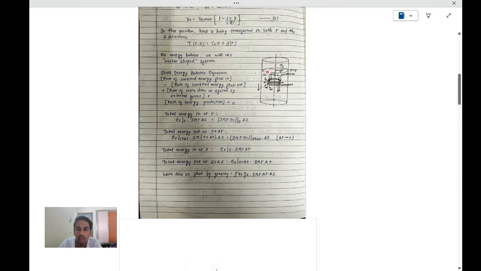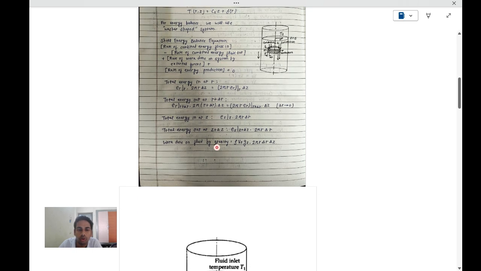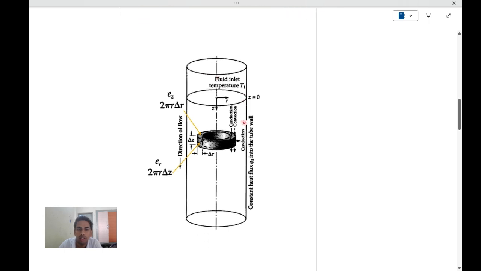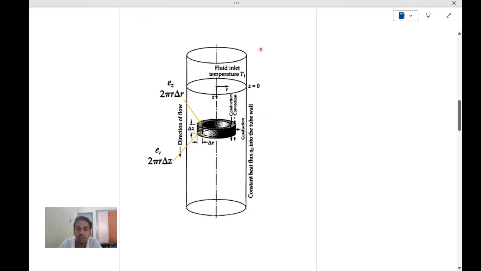Now here, as this is a steady state system and there is no rate of energy generation, therefore we take the rate of energy production as 0. Now in this schematic diagram, you can see the clear picture of this flow through pipe and differential shell.